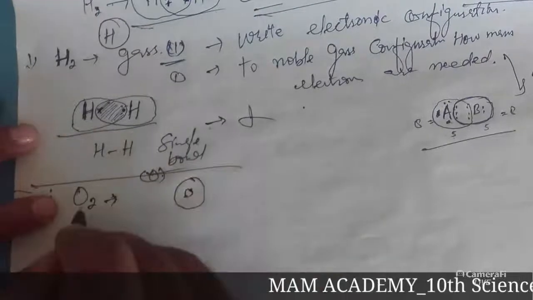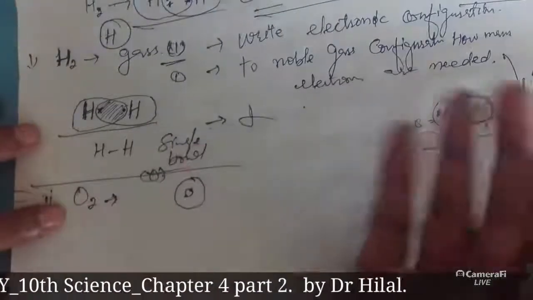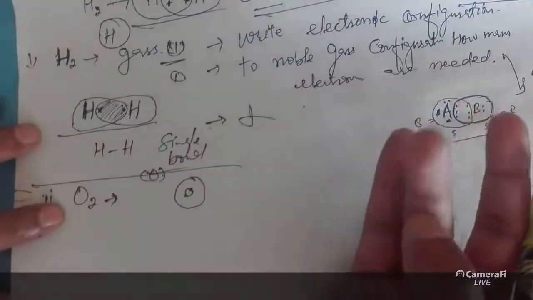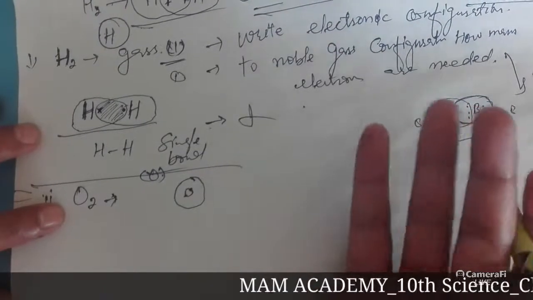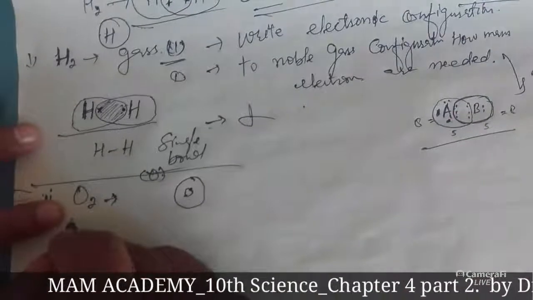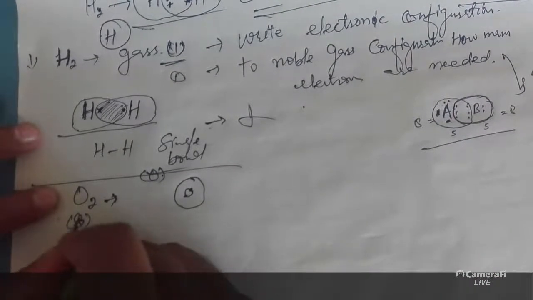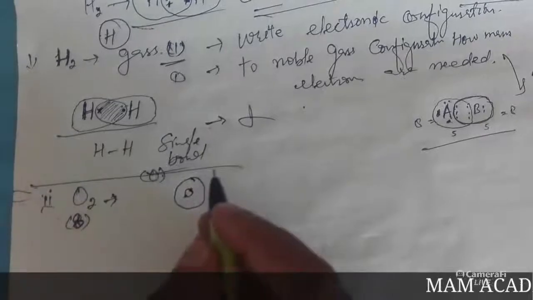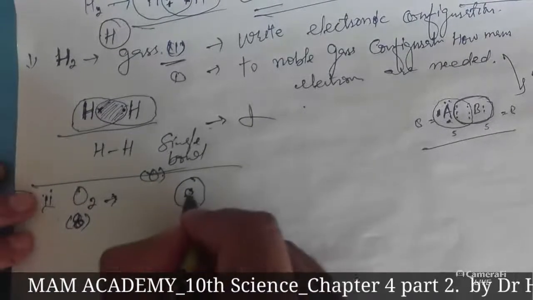We should know the atomic number of oxygen: hydrogen, helium, lithium, beryllium, boron, carbon, nitrogen, oxygen. So its atomic number is 8. We should know this also; it was taught in the 9th class. Atomic number of oxygen is 8. Good. So let us see what its electronic configuration is.